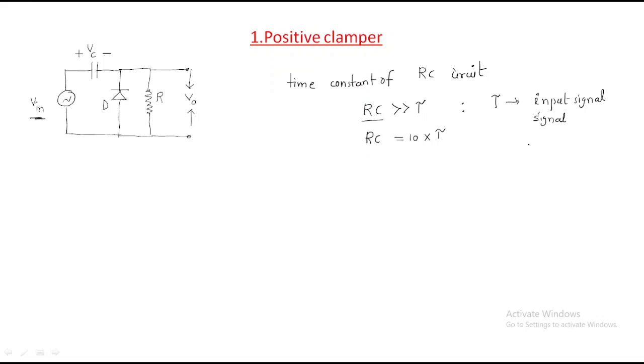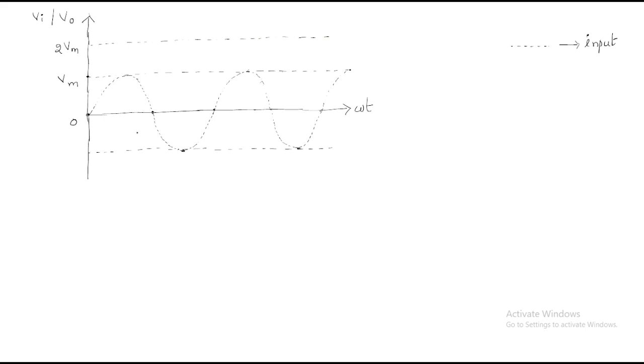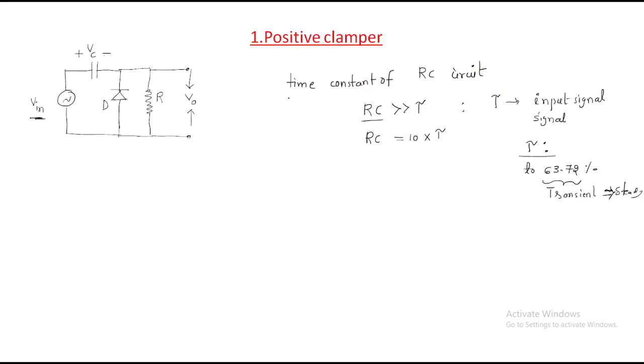What is the meaning of time constant? Time constant is the time to reach 63.72% of the final output. That means it will come from the transient to the steady state. That means it will reach a particular value. So for example, if this is the input signal, this input signal is applied to this circuit.